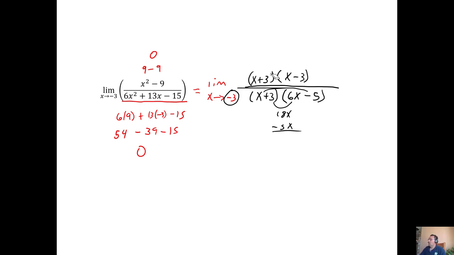Now, these are the same factor, so they go away. So now the limit of your original expression is the same as the limit as x goes to negative 3. I haven't taken the limit yet. I'm just simplifying it, and my simplified expression is x minus 3 over 6x minus 5.